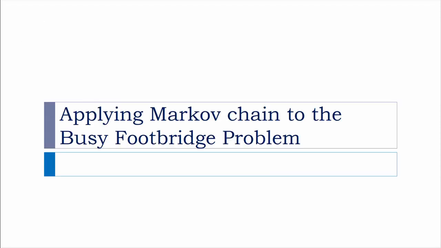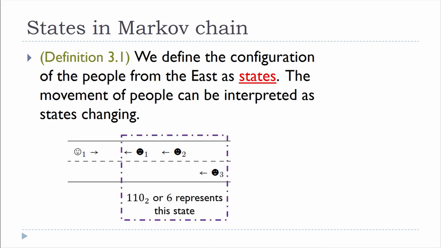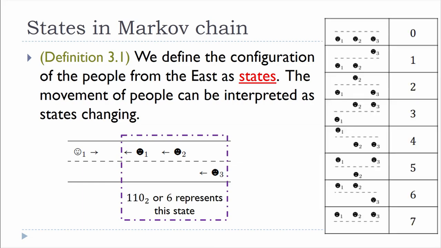We are going to apply a Markov chain to the BC foot bridge problem. We define the configuration of people from the east as states, and the movement of people can be interpreted as state changing. For each person, if he is on the upper lane, we denote it by the digit 1, and when he is on the bottom lane, we denote it by 0. So in this case, there will be 110 in binary and 6 in decimal. For every state with 3 people, we could transfer it into a decimal number by the following table.